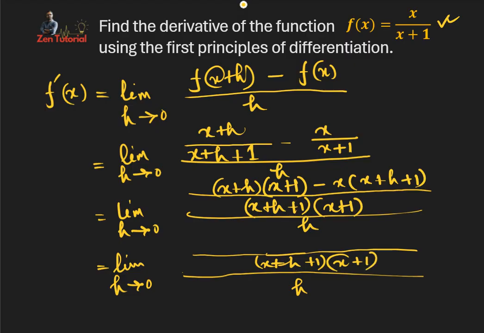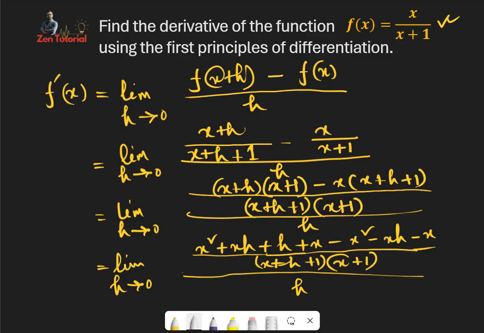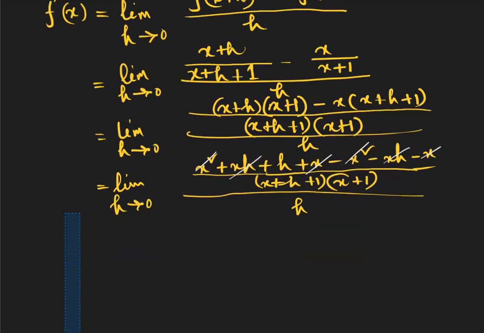Times, and if we multiply, the result will be x square plus xh plus x plus h minus xh minus x. So let's use a different color pen. So minus. x square cancels out, xh and xh cancel out, this one and this one cancel out as well.